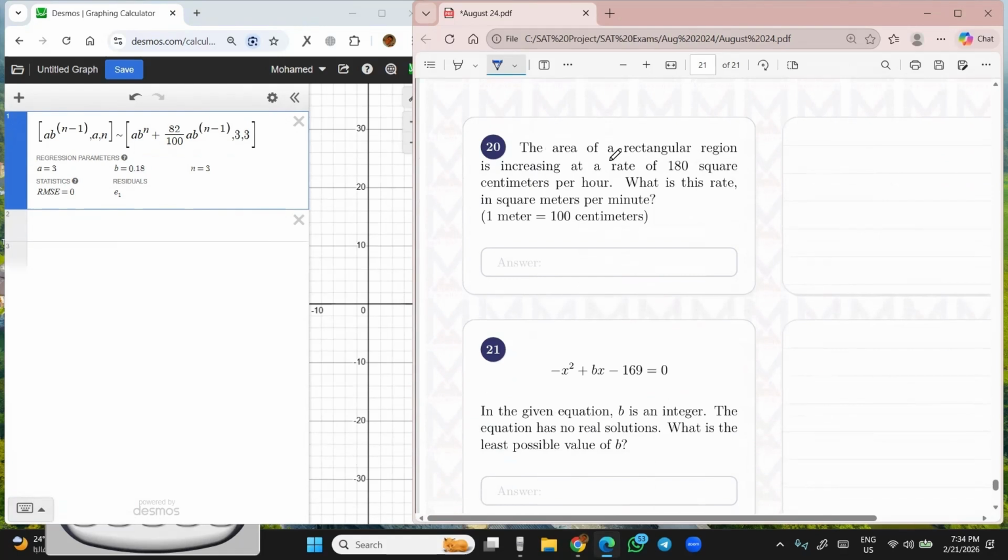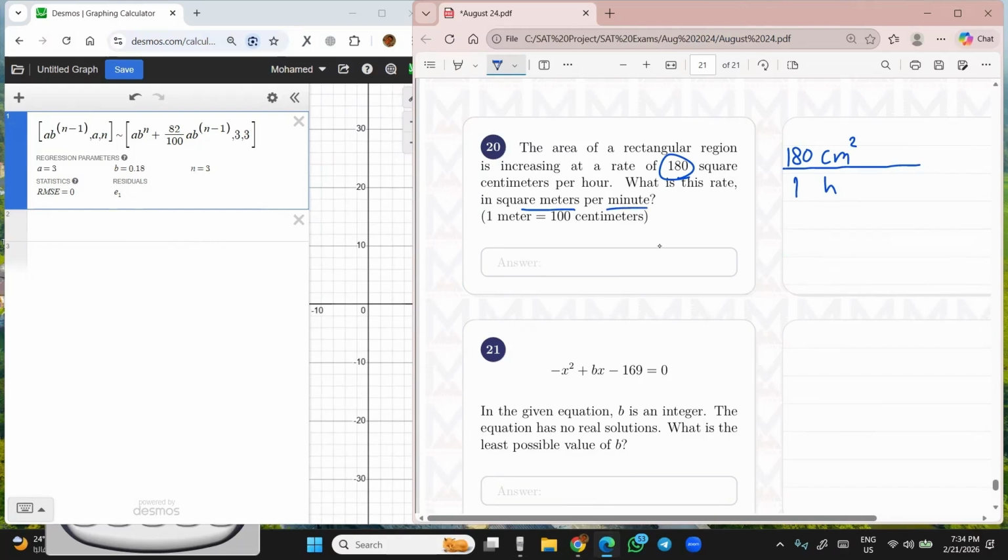Then question number 20: the area of a rectangular region is increasing at a rate of 180 square centimeters per hour. What is this rate in square meters per minute? So we can write them as a rate like this. The area of the rectangular region is increasing at a rate of 180 square centimeters, which makes centimeters squared, per hour, meaning 1 hour. And then we need to change this to square meters per minute.